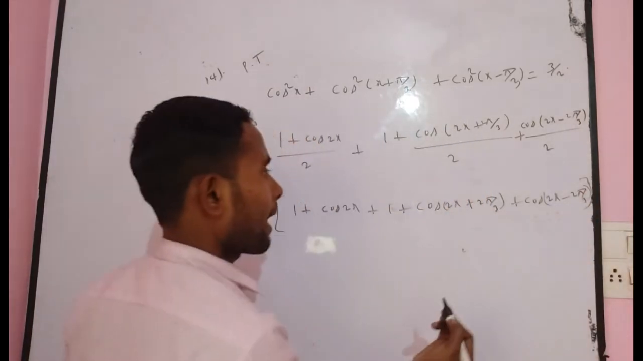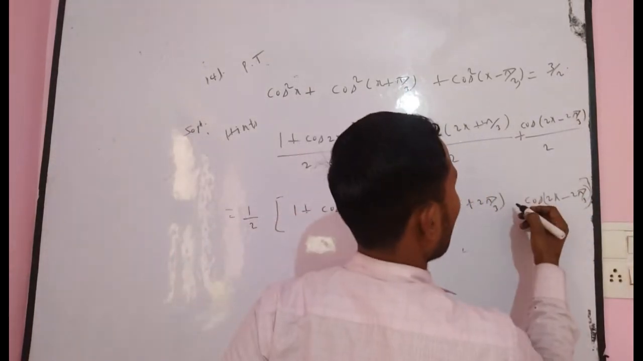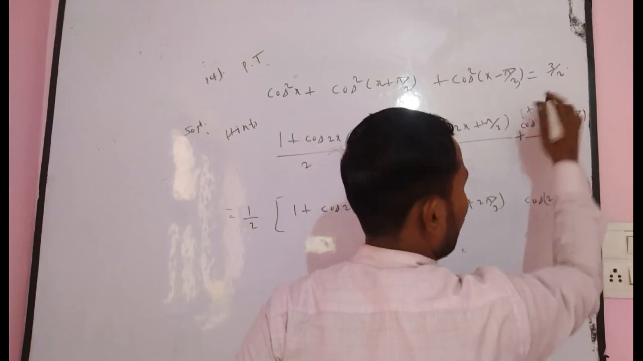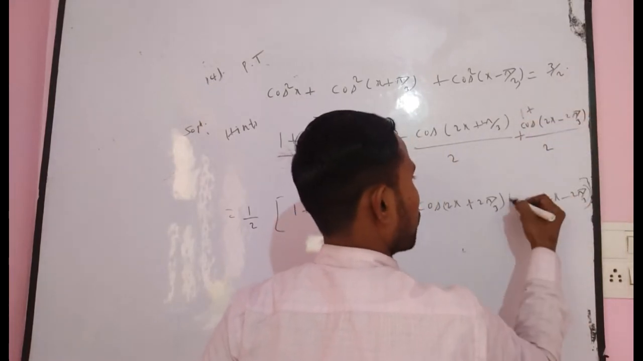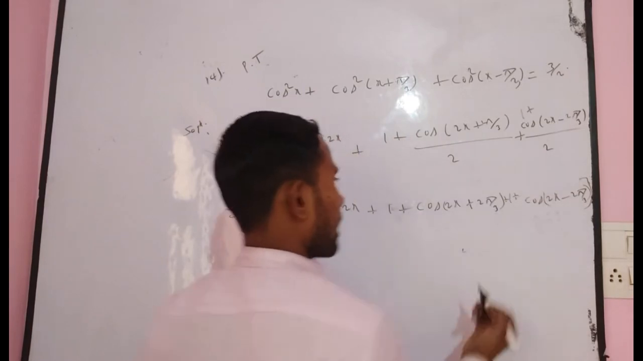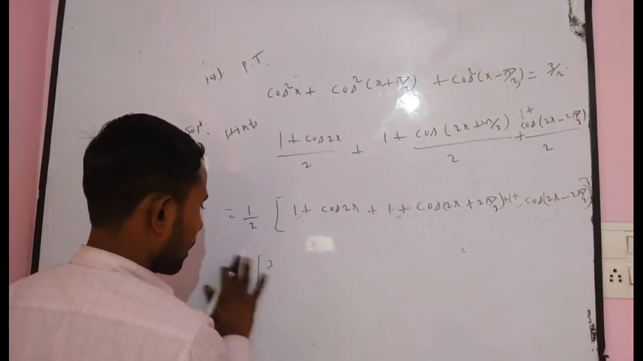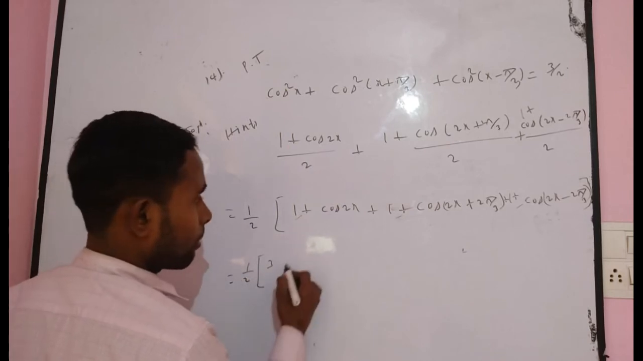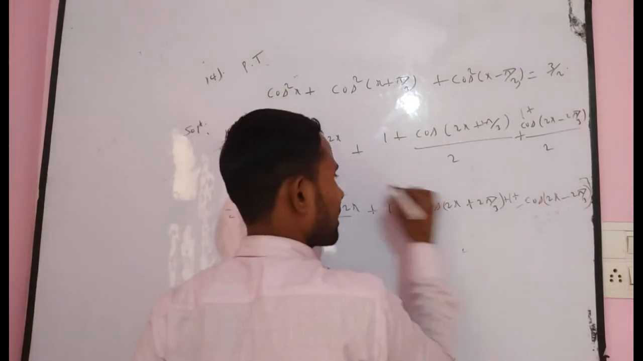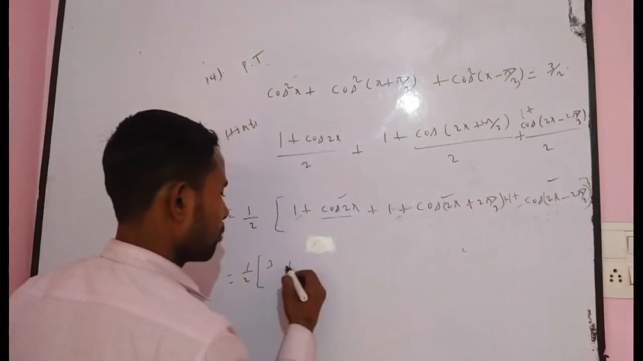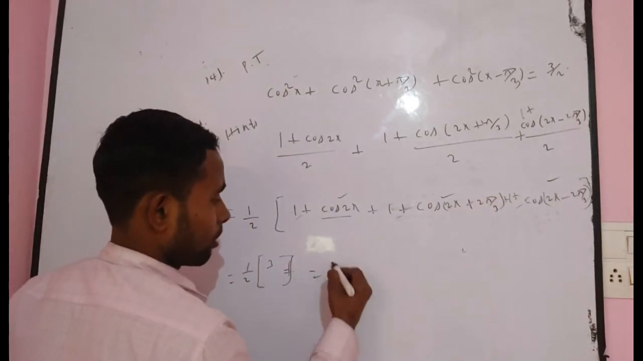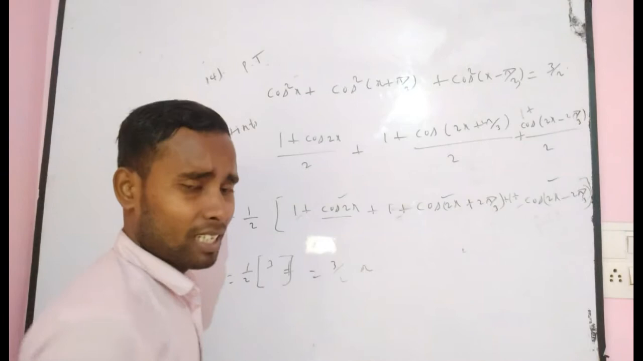Now you have to simplify. Sorry, there is one term also: 1 + cos(2x − 2π/3). So there will be 1 plus this term. Now 1 plus 1 plus 1 will be 3. Here 1/2 has been taken common. If you add these terms, they will cancel each other, and finally you get 3/2. You have to manipulate it; I have directly written it here.